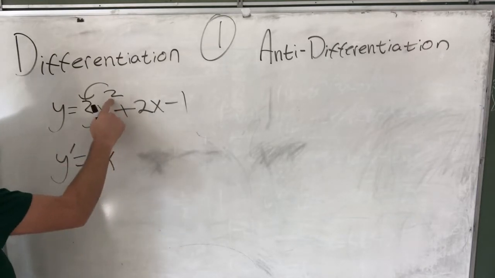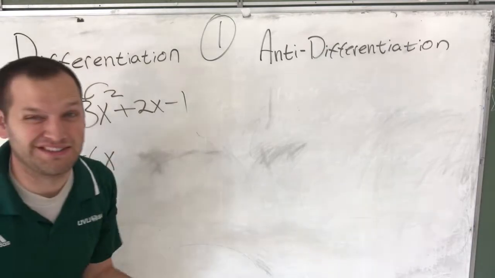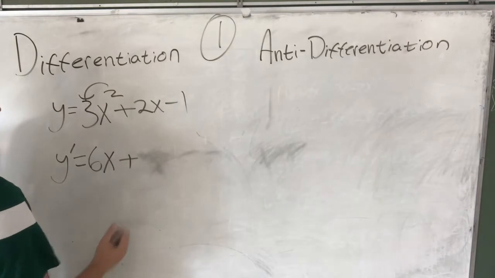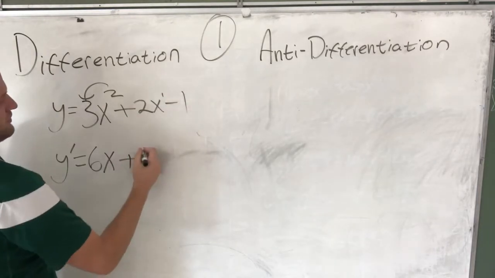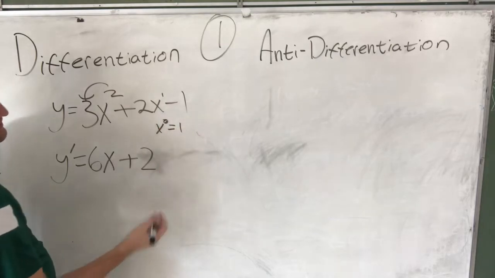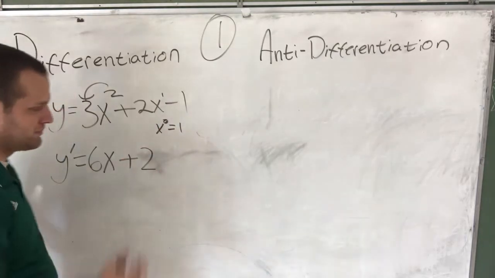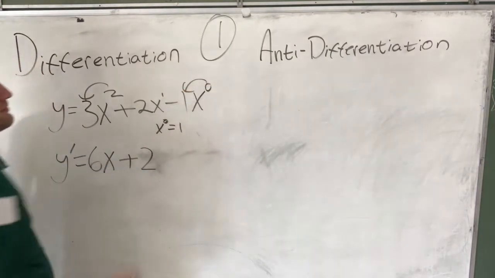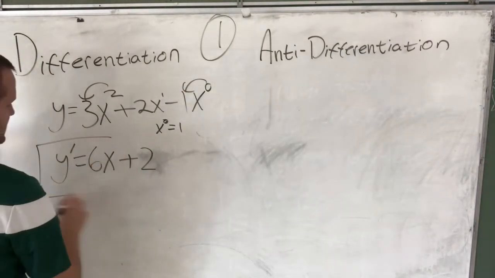The 2 minus 1 gives you 1, and x to the first power is just x, we don't have to put the square on there. Plus, there's a 1, 1 times 2 is 2, but x to the 0 power is just 1. 2 times 1 is just 2, so we're going to leave it as 2. This is the derivative.